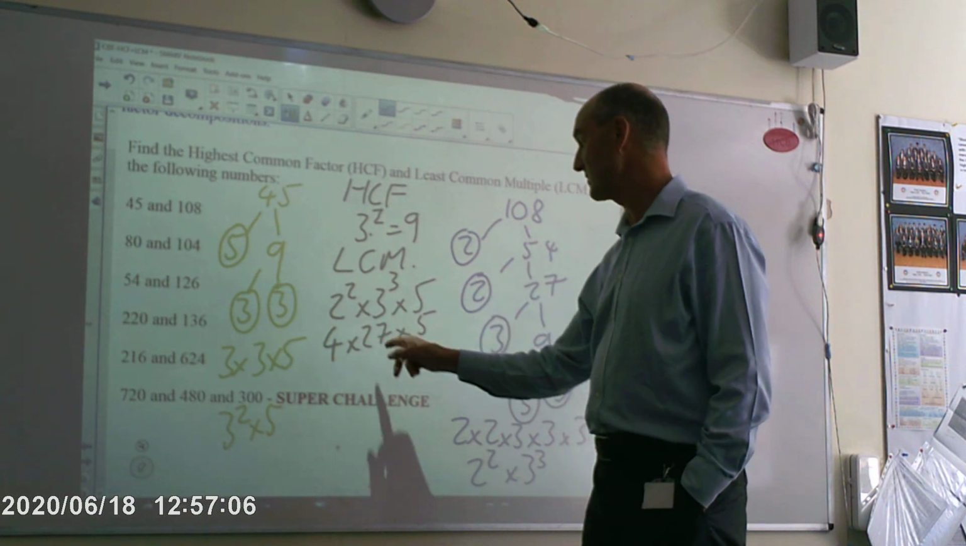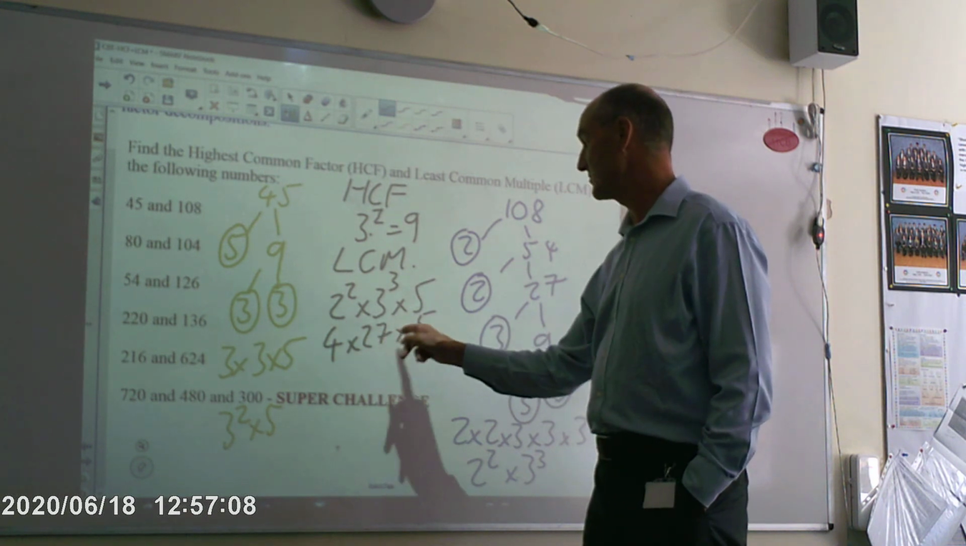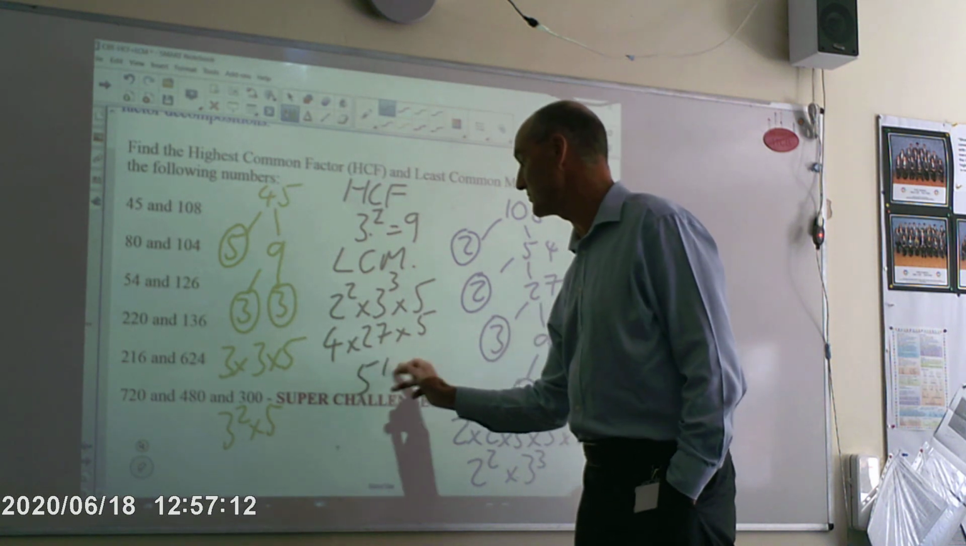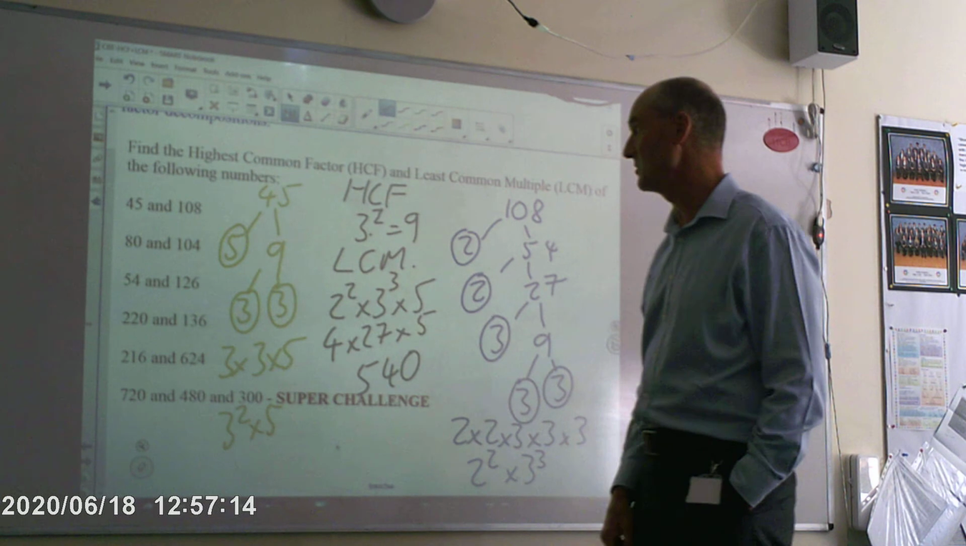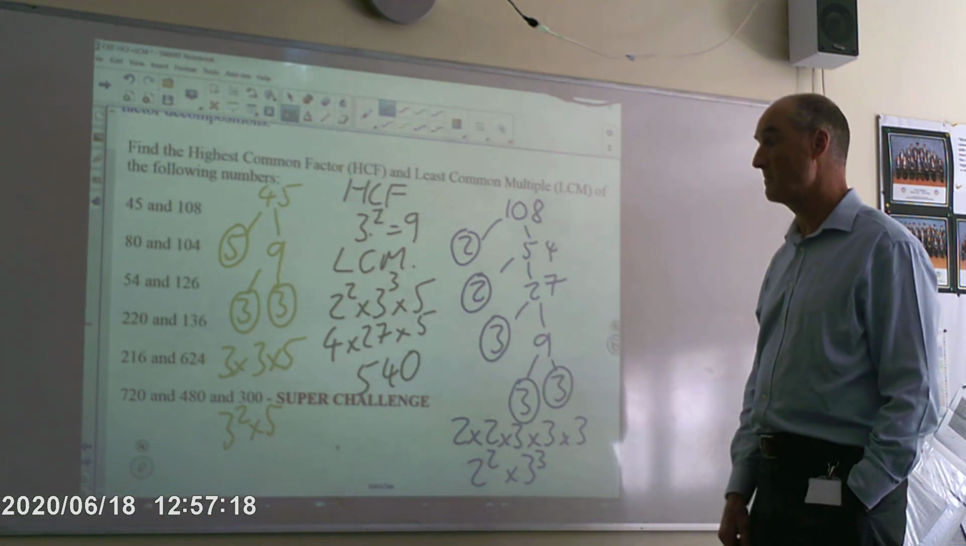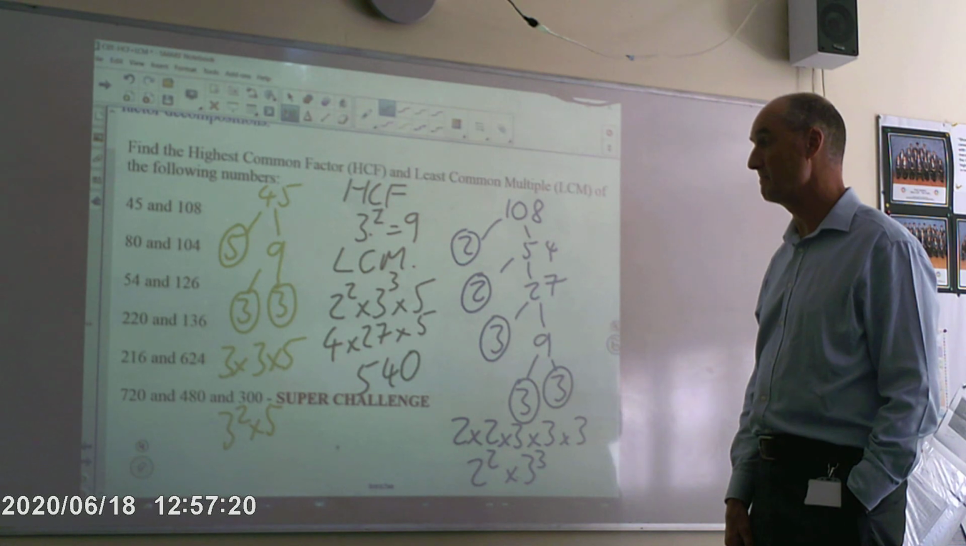4 lots of 27 is 108. 108 times 5, 540 is our lowest common multiple. So that's another example. And you could have done that by doing your Venn diagram. Okay.